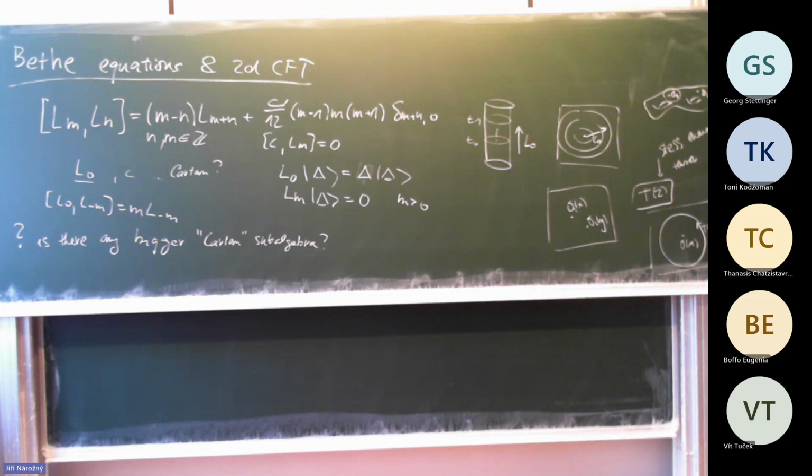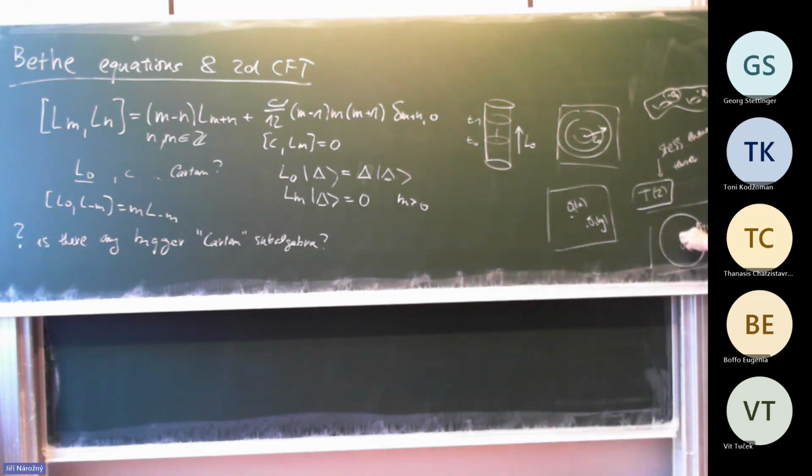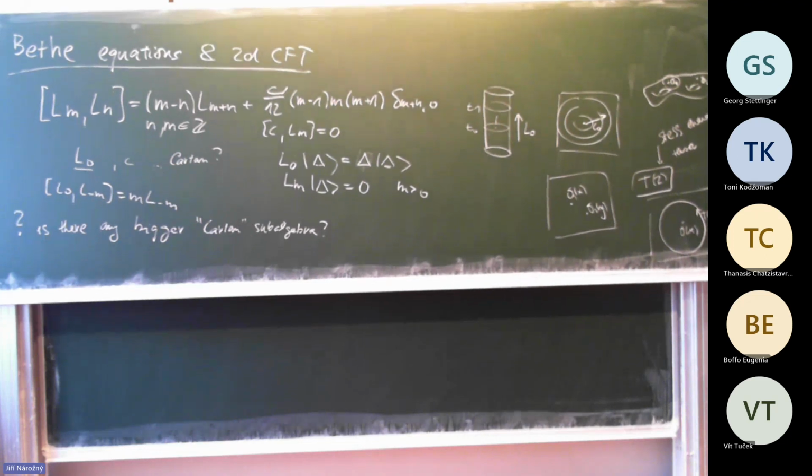But today I'm really talking just about this, looking at it locally around one point. So we can think of it as some small disk around the origin in the complex plane, if you want.